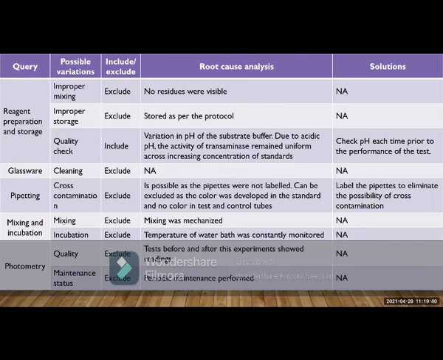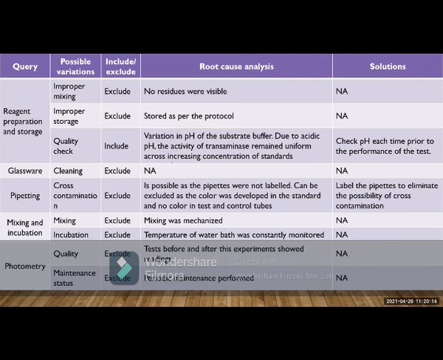Mixing and incubation. Mixing we exclude because it was mechanized. Incubation we exclude because the temperature of the water bath was constantly monitored. We kept checking whether the temperature was 37 degrees or not. Photometry, again, quality of the photometer we exclude because tests before and after the experiment have shown proper readings, so there are no issues with that. Maintenance status, again we are excluding because we do periodic maintenance of the photometer. So this is the analysis of all the information that we obtained during troubleshooting.